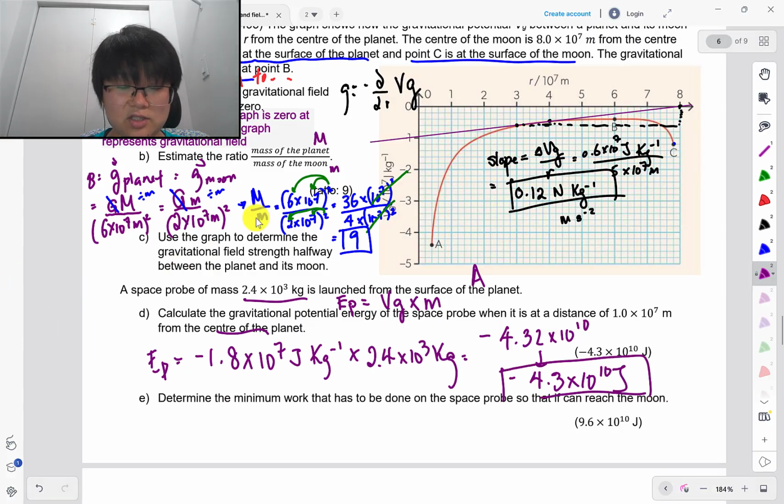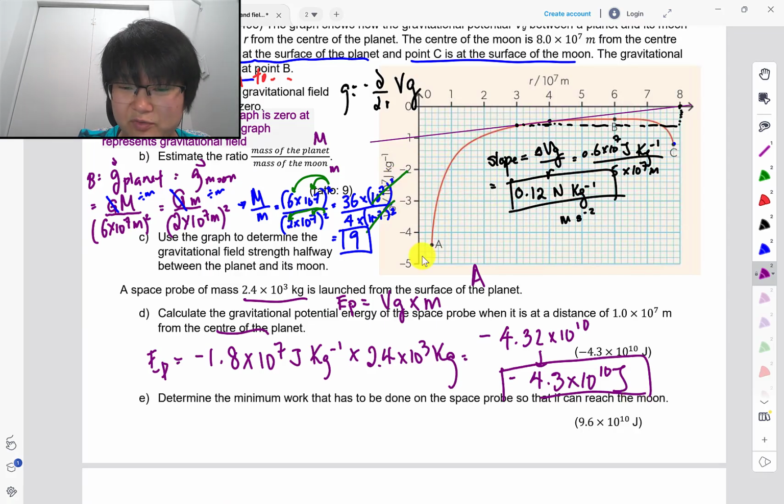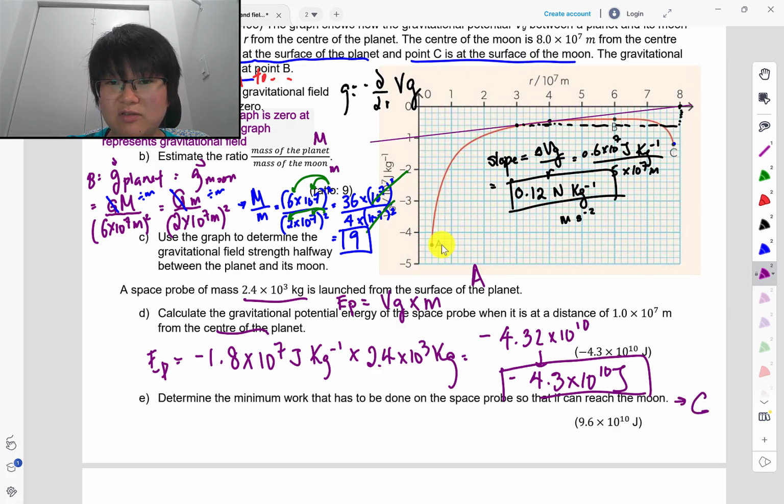Okay, and last question. Again, using this graph, determine the minimum work that has to be done on the space probe so that it can reach the moon. Before we do this, the surface of the moon, so it can reach the moon, this is referring to C. We might be tempted to compare the gravitational potential between A and C and then find the difference, and that would be the minimum work done.